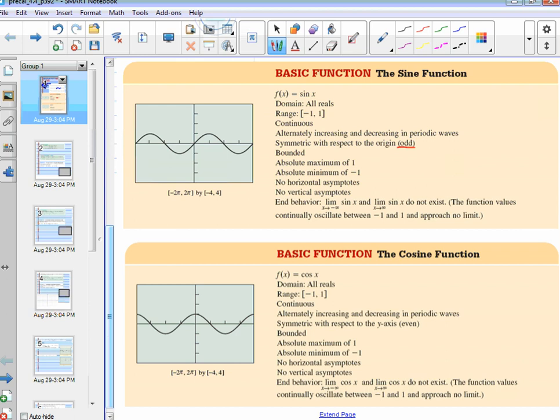It's bounded. We have an upper and lower boundary. We have absolute maximums and minimums. +1 is as high as it goes, -1 is as low as it goes. No asymptotes to it, horizontal or vertical, none of those.